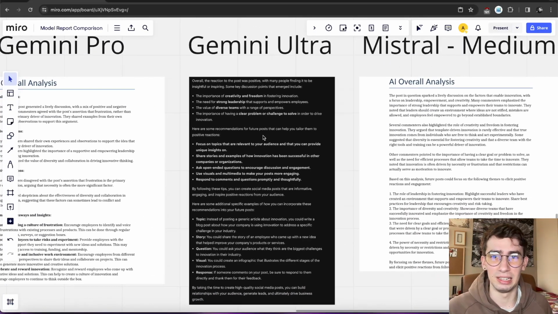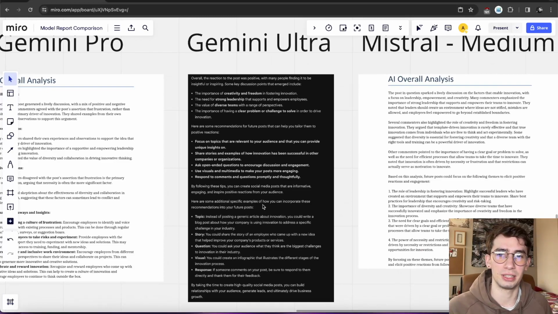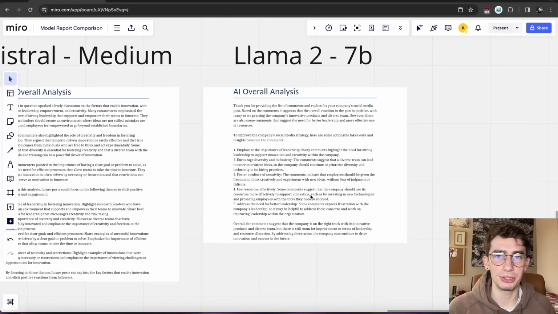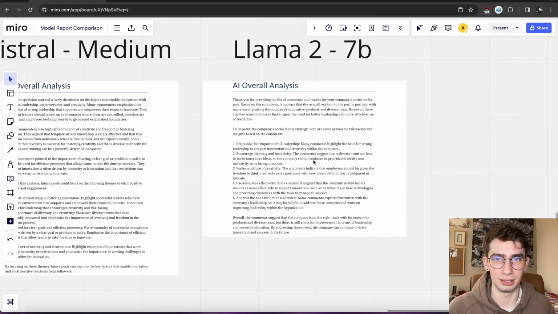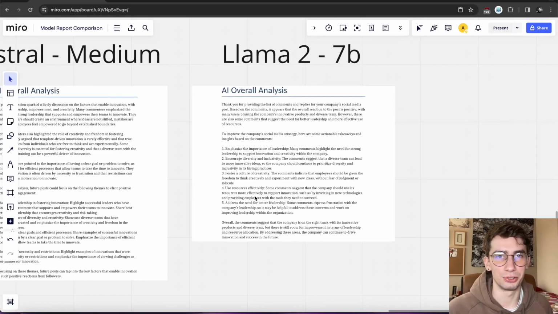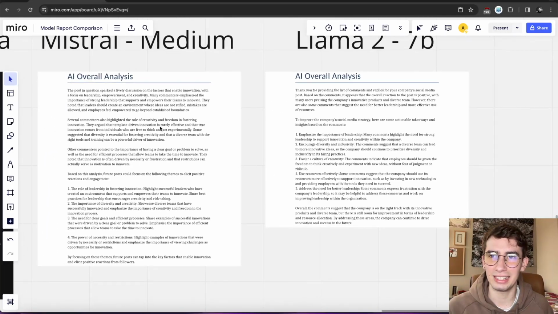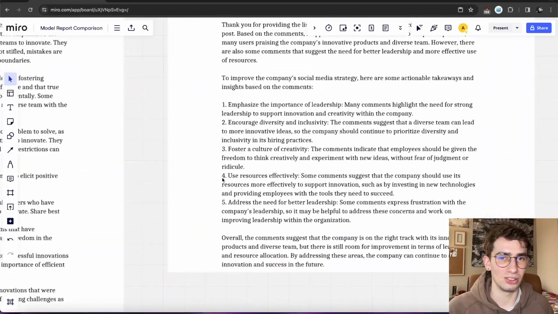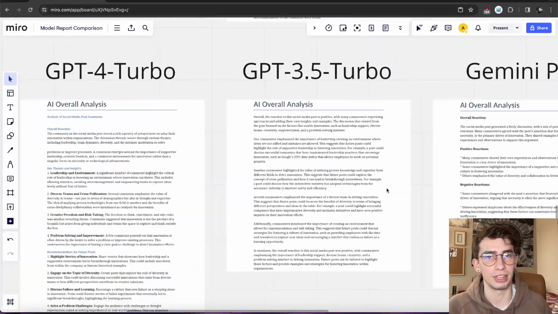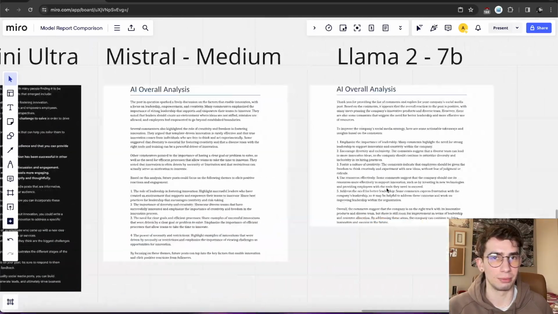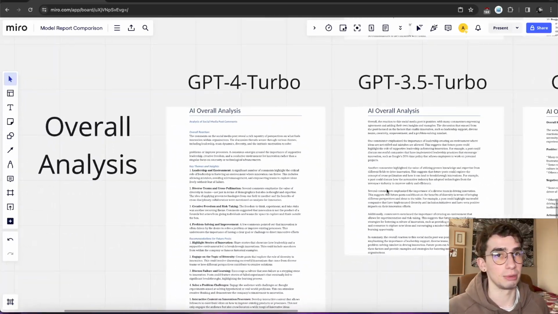Gemini Ultra somehow did even worse, having some of the themes up here but then completely tailing off. And then Llama2 also didn't miss the mark, and gave me more of those organizational things, like it totally didn't understand the ask. While it was trying to get to a lot of the good ideas, it also started giving me things like, the company should use its resources more effectively to support innovation. No, that's not exactly what I was looking for. I was looking for post insights, which GPT-4 Turbo and Mistral-Medium and GPT 3.5 Turbo really gave me good results with.